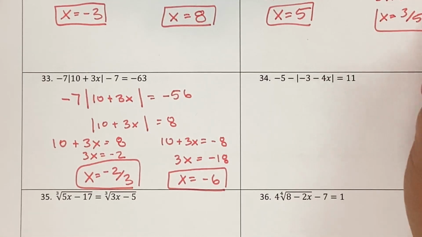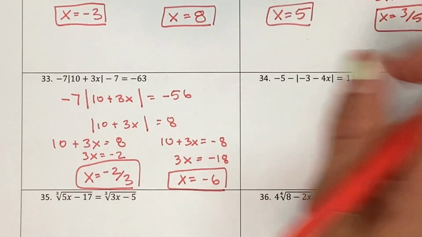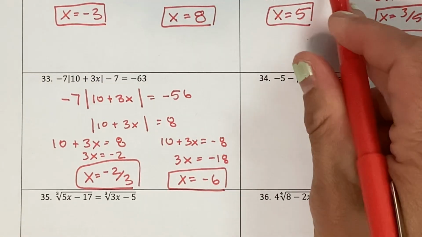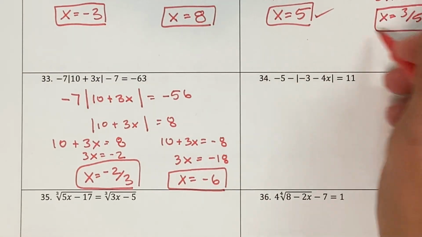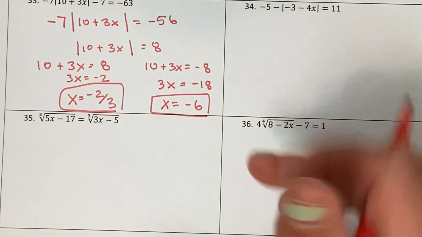Now on this one, we have to make sure that when you plug your x's back in here, they're going to both be positive. So when you plug 5 in here, that's positive, and when you plug 3/5 in there, that's positive, so they both will work.